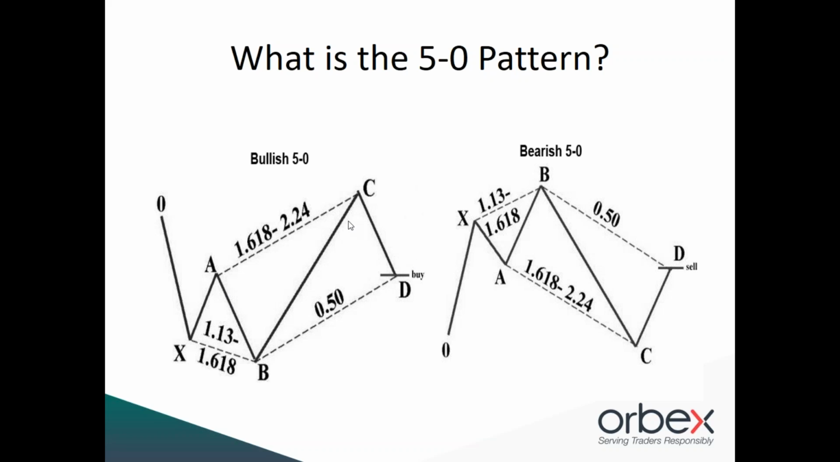From here we get one final move lower. We get this retracement down from the C into the D leg, and this gives us the completion of our pattern. The pattern needs to complete into the 50% retracement of the B to C move. Hopefully you can understand that clearly.